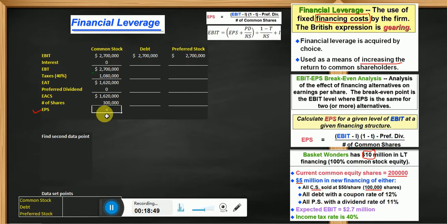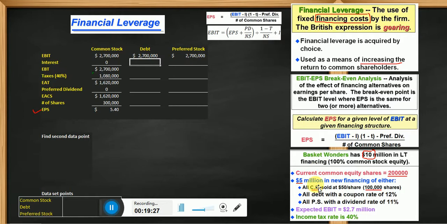Finally, we need to compute EPS, or earning per share. Very easy. Earning available to common stock should be divided by the number of shares, and finally we have 5.40. What does this mean, dear student? It means if you raise $5 million by issuing common stock, the earning per share to the shareholder will be 5.40. In this situation, each and every shareholder will get how much per share? $5.40.